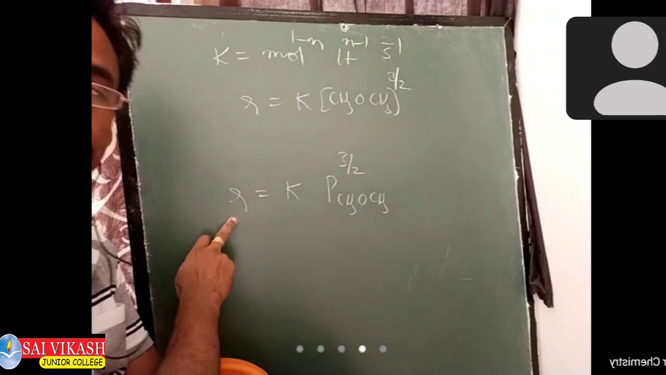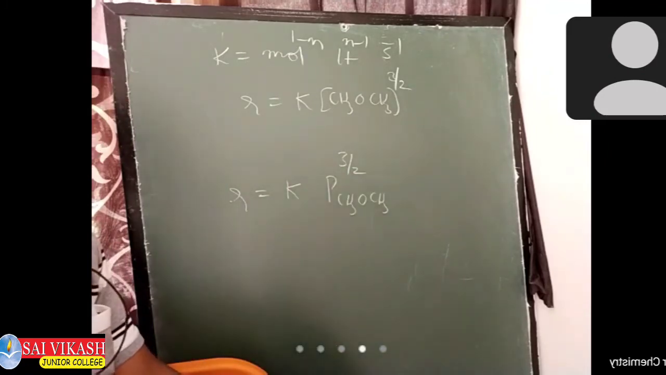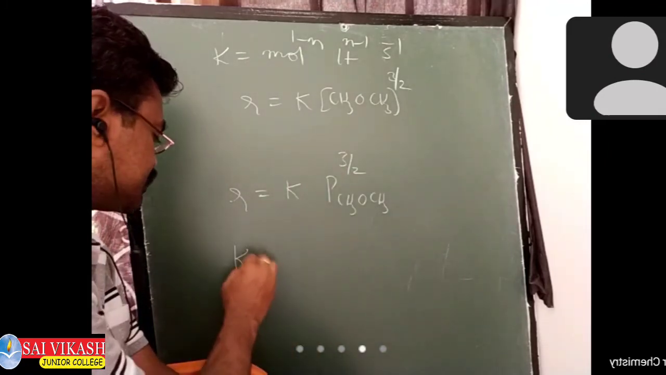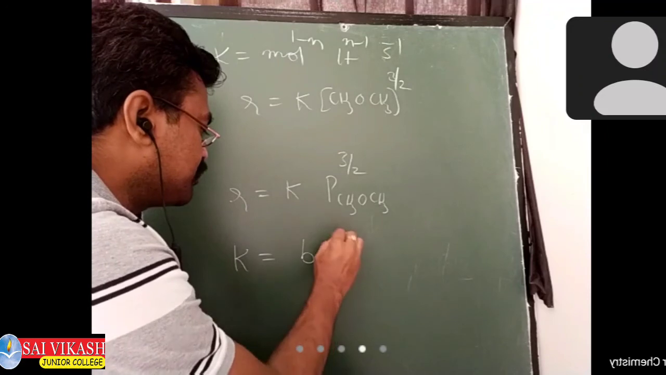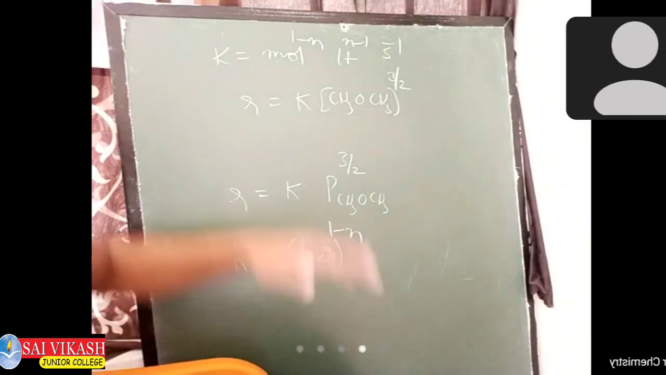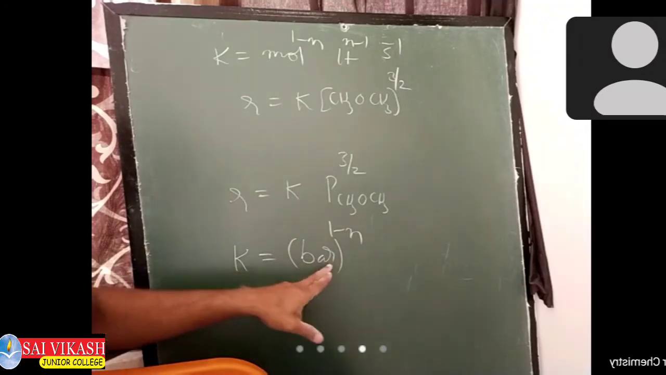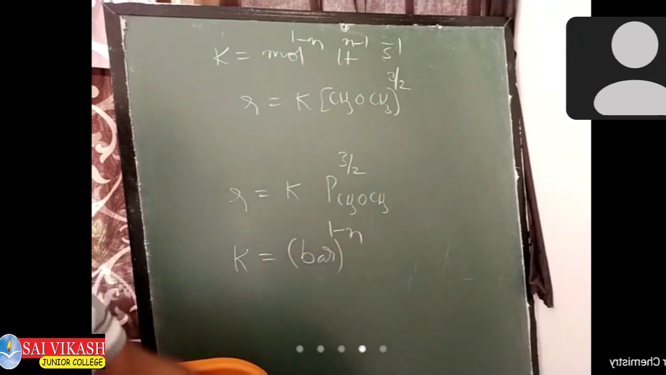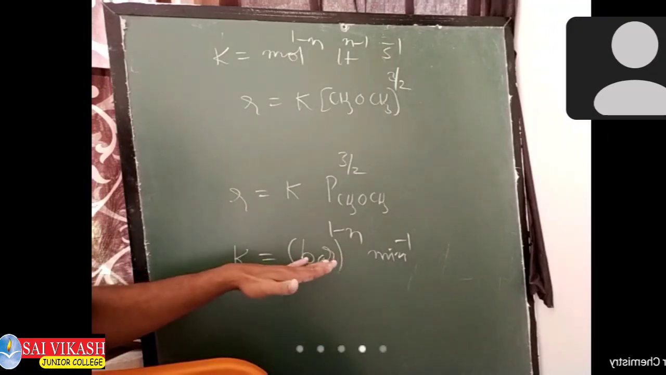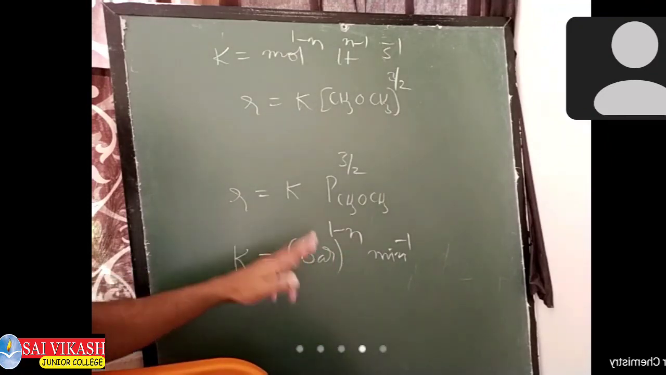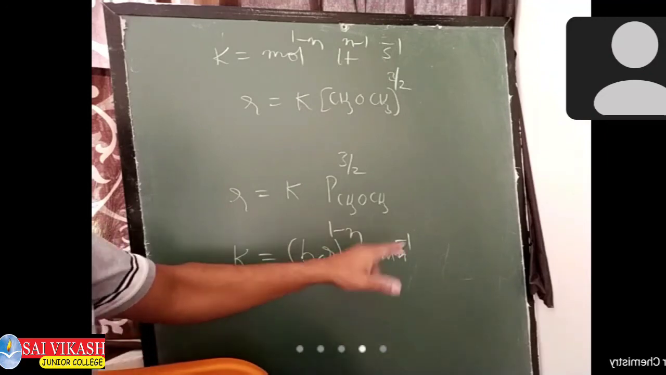They are asking the unit of the rate constant. First of all, we will find the unit of the rate constant. The unit of the rate constant will be bar power 1 minus n. In terms of mole per liter, we substituted bar first. Bar power 1 minus n, and time is given in minutes, so minute power minus 1. That's it, this is the unit. Suppose if it is given in atmosphere, atmosphere power 1 minus n, minute power minus 1.